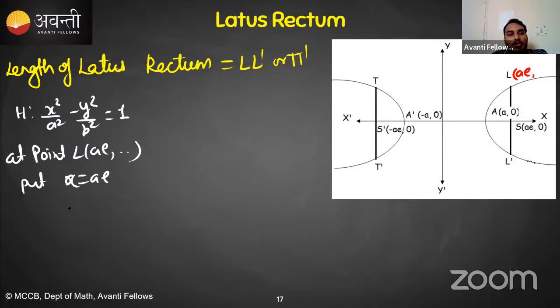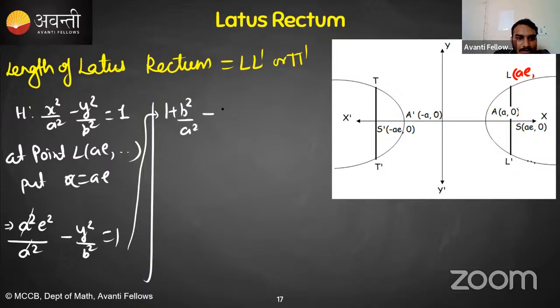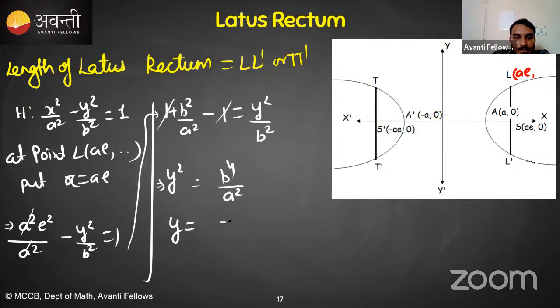तो x को ae डालने पे y कोऑर्डिनेट आ जाएगा. Yes or no? सब्स्टिट्यूट करो तो a square e square upon a square minus y square by b square is equal to 1. कितना आ रहा है ये? We are getting e square, which is 1 plus b square upon a square, minus 1 is equal to y square upon b square. So minus 1 and 1 cancel out. So y square is coming as b raised to the power 4 upon a square. So means y कितना आ रहा है, plus minus b square by a.